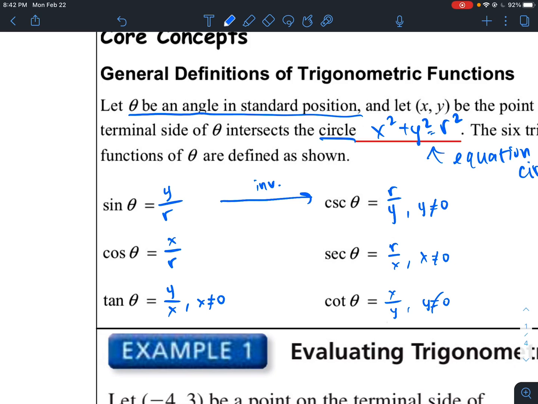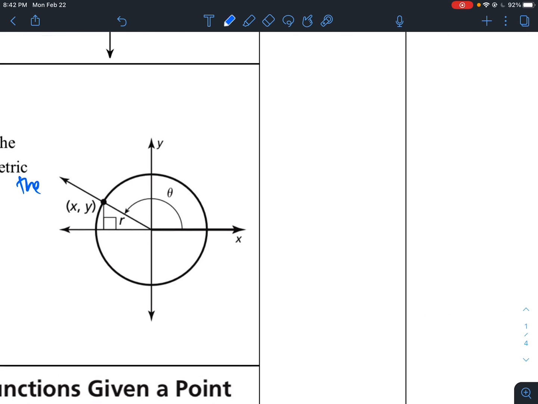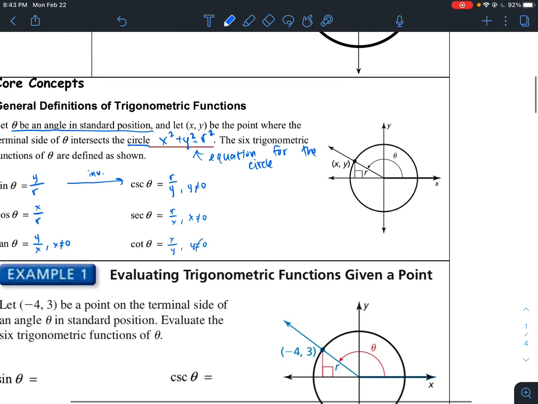So again, we don't say over here that r cannot equal 0. We don't say something like that, because r will never equal 0, because no matter where on this graph, the radius won't be 0. If it is 0, then you have no circle, which means your terminal side does not intersect with the circle, because there is no circle if your radius is 0.